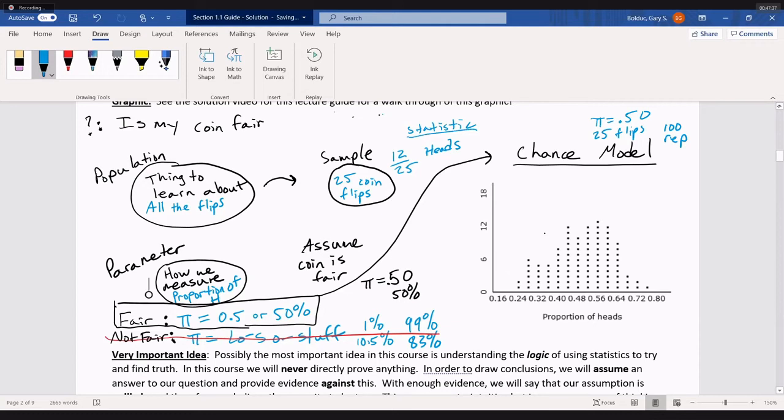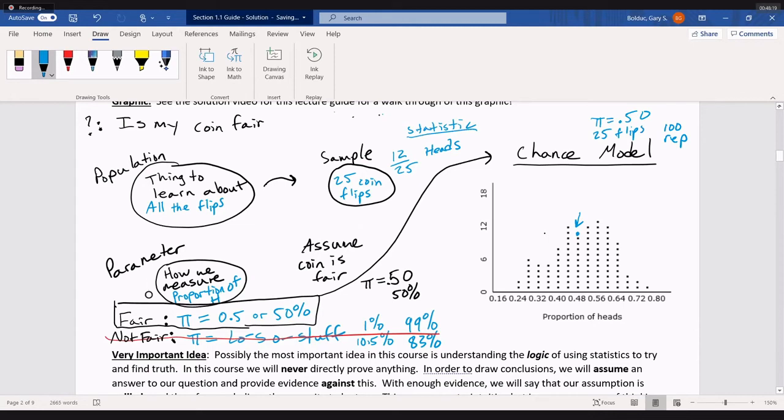So here's the question. If this is what it should look like to do my 25 flips a whole bunch of times, then what am I going to say about my actual coin and the sample I took? Well, 12 out of 25 is right about here, so that's a dot right here. And my question is, does that dot fit the model? You can't see me doing air quotes, but what I mean is, does it seem reasonable, plausible? Does it seem to be something that occurs frequently in this model? And I would think so.